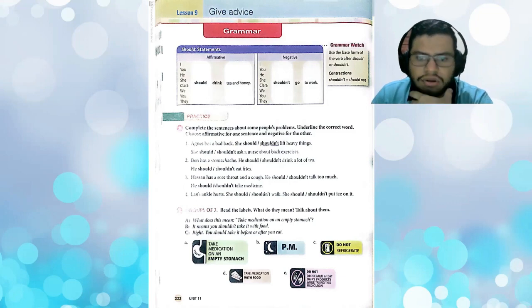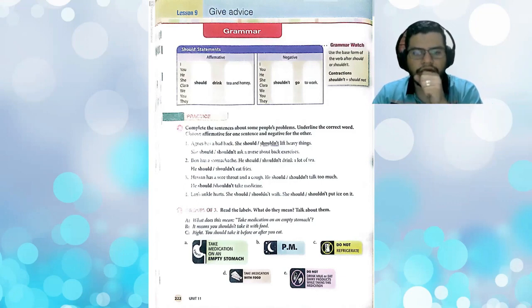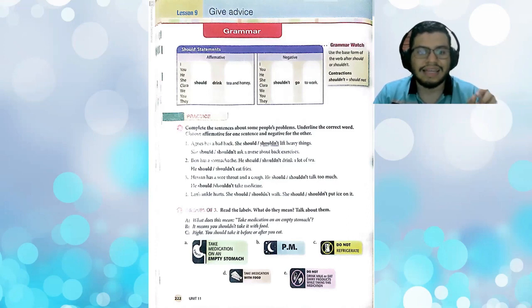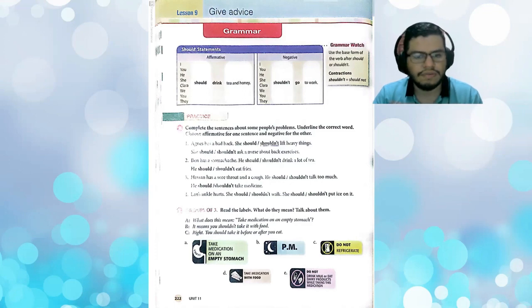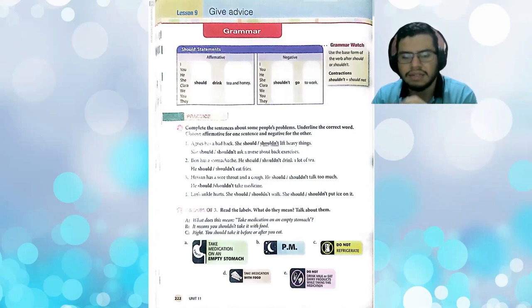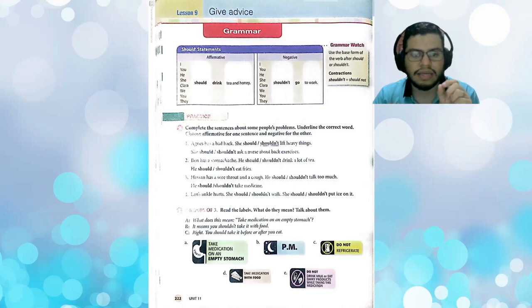Hasan has a sore throat and a cough. He should or shouldn't? He shouldn't talk too much. Él no debería hablar mucho si tiene dolor de garganta. He should or shouldn't take medicine? He should. He should take medicine.